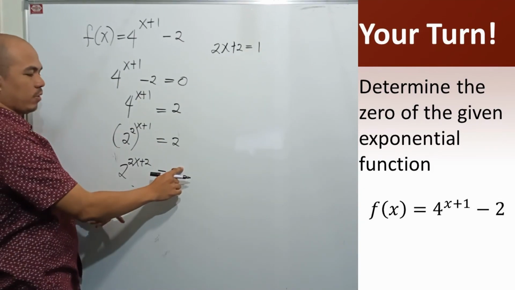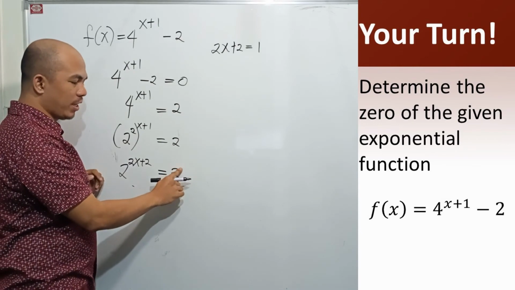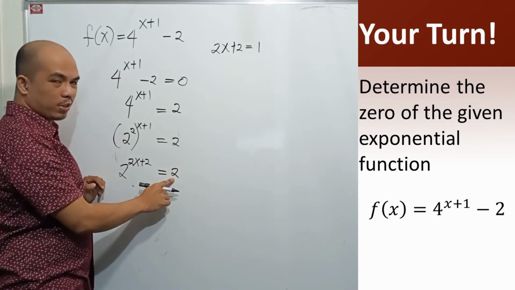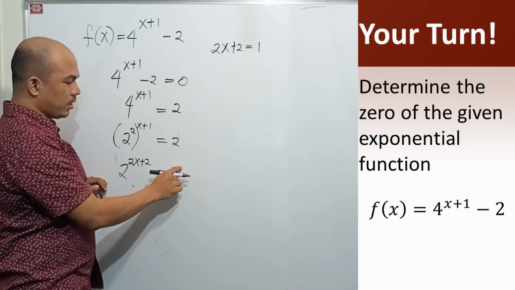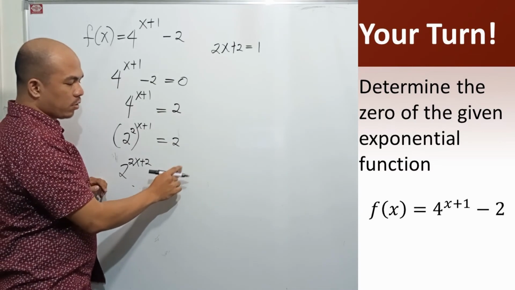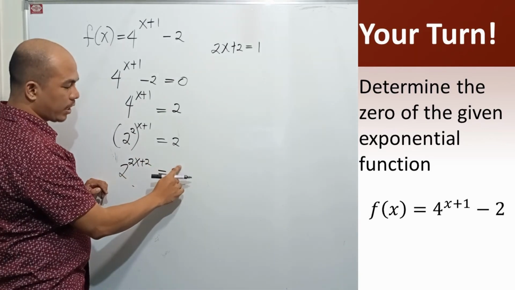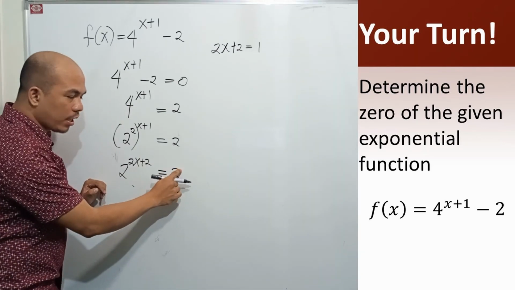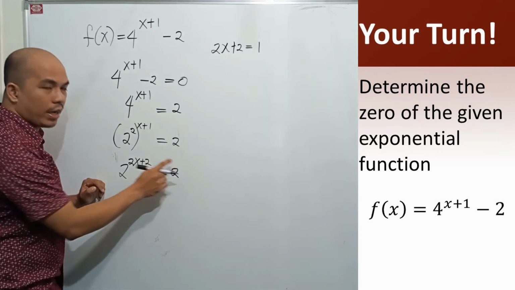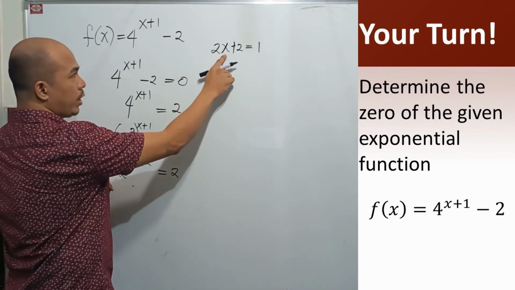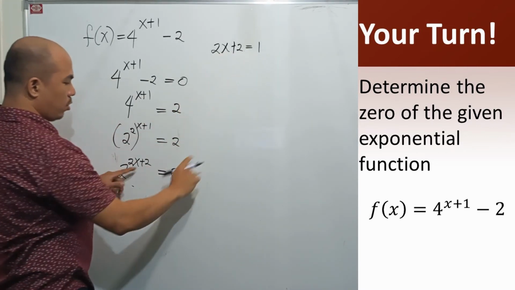Sir, bakit 1? Wala naman nakalagay. Mayroon tayo dyan 1, di ba? Kasi 2 raised to 1 is equal to 2. Okay? Sir, bakit hindi 0? Hindi yan 0 kasi kapag 2 raised to 0, that is equal to 1. Okay? So, ang value ng ating exponent dito, kahit hindi natin nakikita, ay 1. So, kaya siya 2x plus 2 is equal to 1.